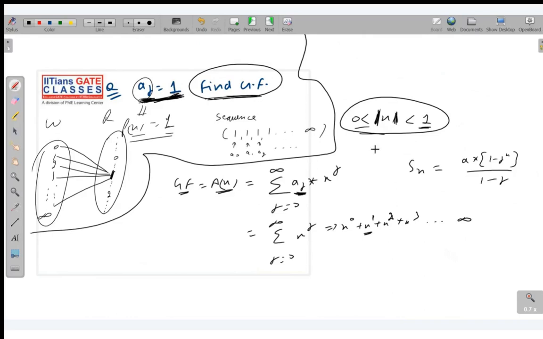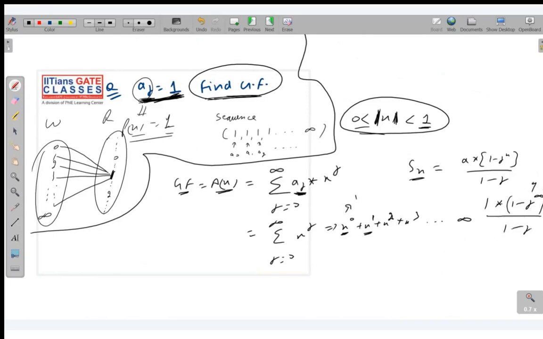Okay. So now see, the sum of n terms of a GP is a into 1 minus r power n upon 1 minus r. Okay, r is the common ratio, I think you already know. What is a? a is the first term. First term is what? x power 0 is 1 only. So 1 multiplied by 1 minus r power infinity, because infinity terms are there, upon 1 minus r.